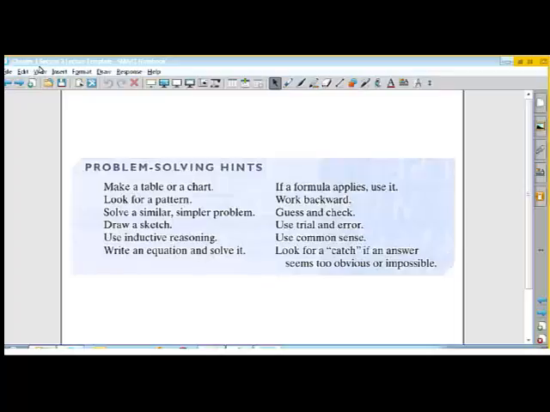Use inductive reasoning. If there's an equation, try it and see what you get. Working backwards, that's a little hard to explain. Sometimes you can just guess a number for a solution and see if it makes sense. At least you know where you're going.